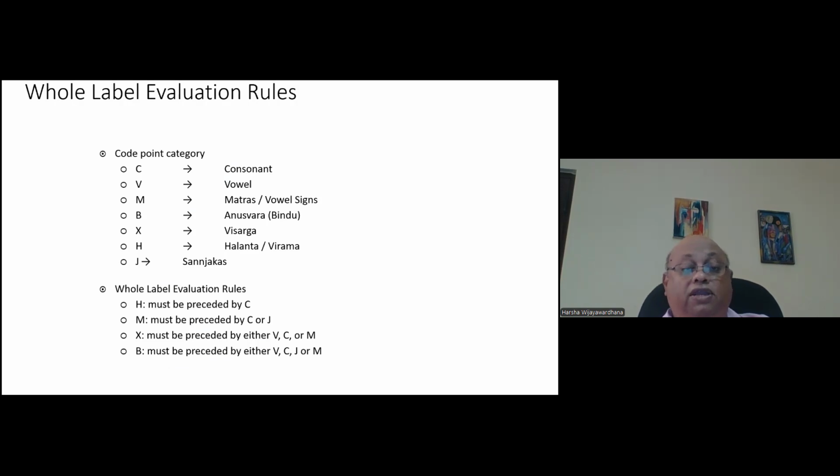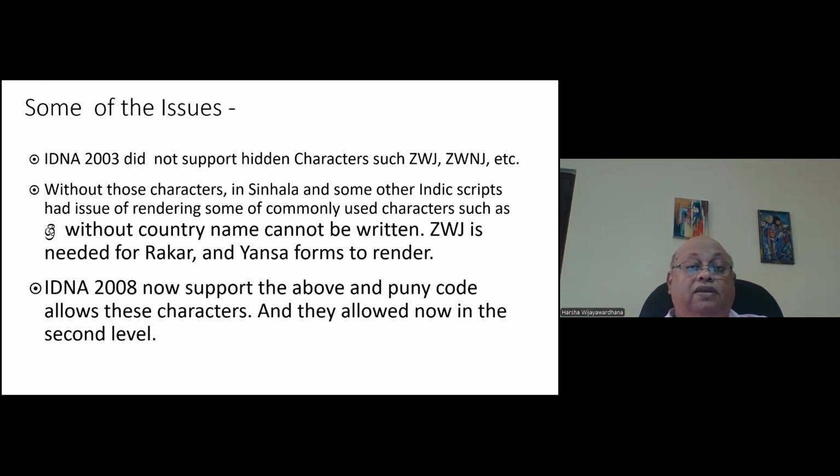For the code points, we have given the categories. We have consonant, vowel, matra, vowel signs, Anushwara, Visarga, and Halanta. So there are three of these actually that you have. Then we have given the rules also for them, actually to create a tool for label generation. So basically we have given that in our paper.